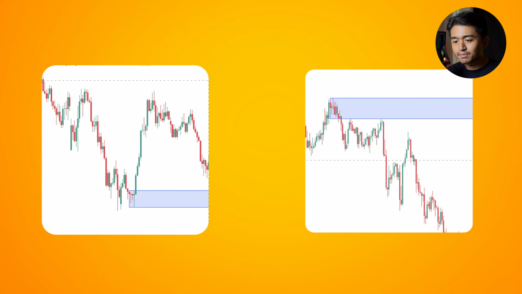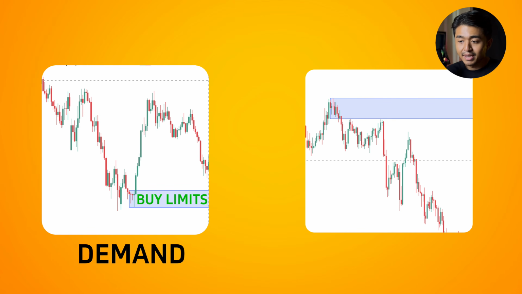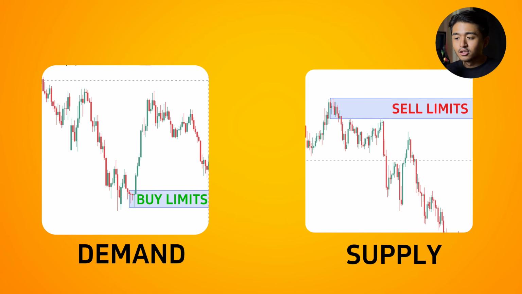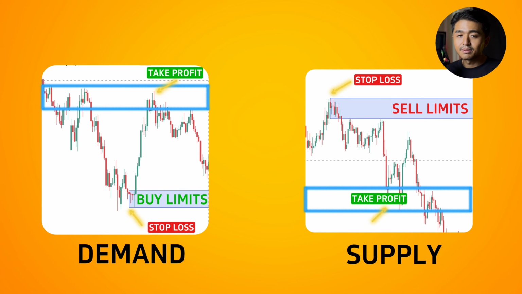Supply and demand is not just about marking zones, it's about how you trade them. For entries, one of the simplest methods is using buy limits at demand or sell limits at supply. Stops go under or above the zone. Targets, on the other hand, can often be supply or demand zones in the opposite direction.